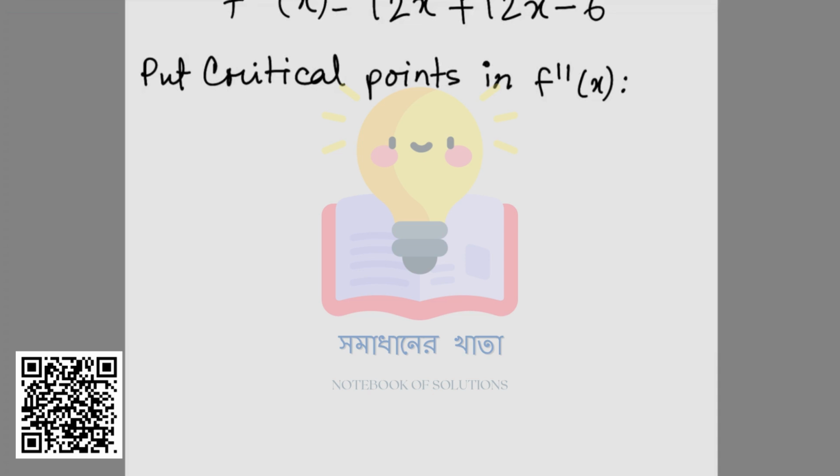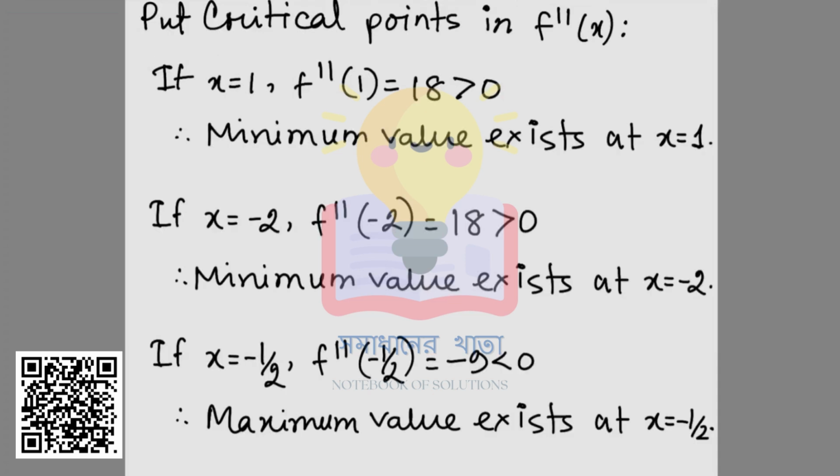So let me do that. The critical points were 1, minus 2, and minus half. Let us put these critical points in the second derivative. So if x equals 1, the second derivative gives us the value of 18, which is greater than 0. So we can say that a minimum value exists at x equals 1.